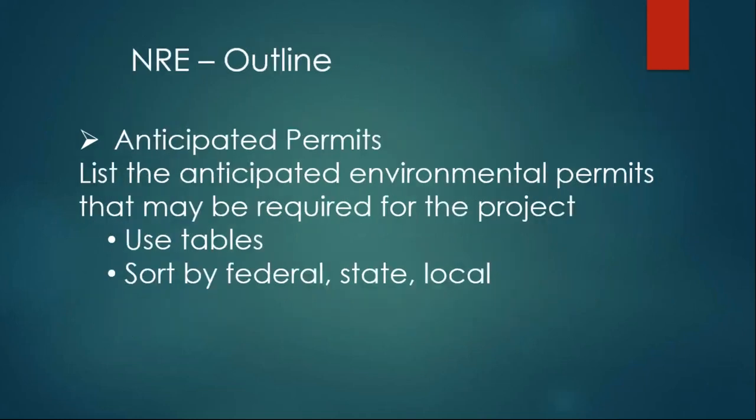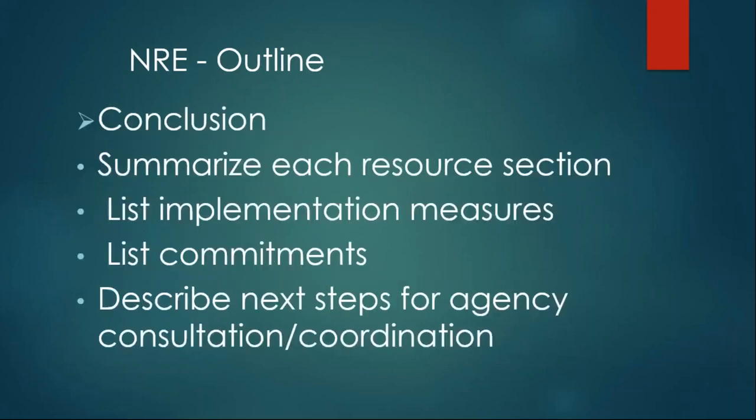All right, so those are the three big topics, the three sections of the NRE, and now we need to continue on the rest of the outline. Also part of the NRE is the anticipated permits. So this is just where we simply list those anticipated environmental permits, and we'll talk a little bit about permits later on in this session. And then for the NRE, you also need to have a conclusion. You're going to summarize each resource section, list any implementation measures, list any commitments, and describe next steps so the agency can understand how we're going to be moving forward.